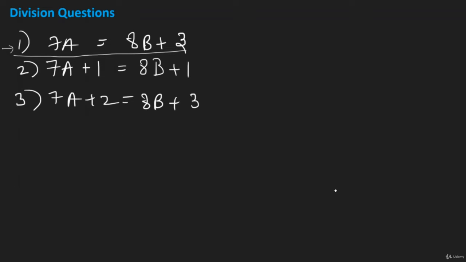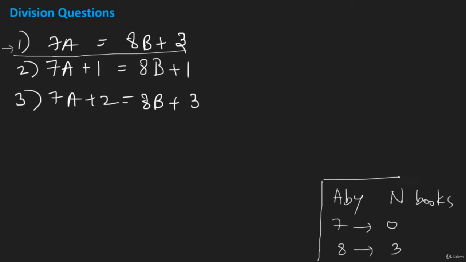Say there is a boy AB and he has a certain number of books, n books. Now if he takes 7 books at a time out, he is left with 0 books. If he takes 8 books at a time out, he is left with 3 books. Now it's asked what is the number of books that AB has.